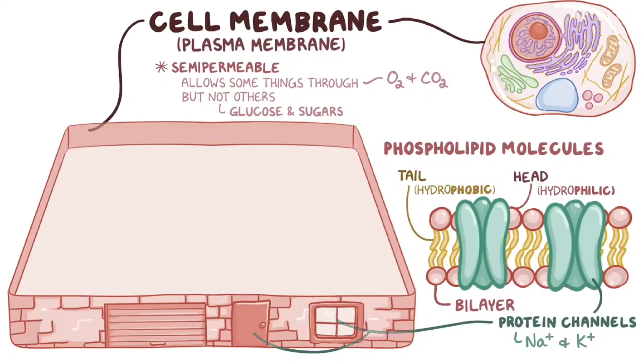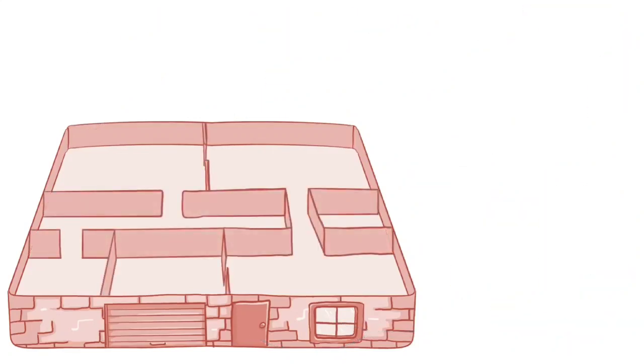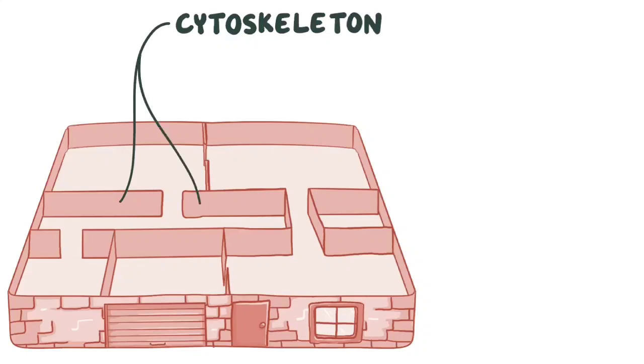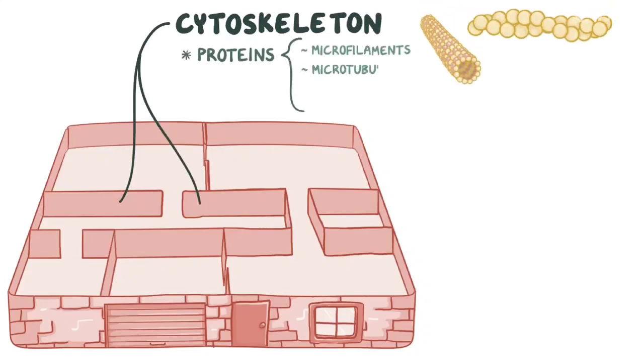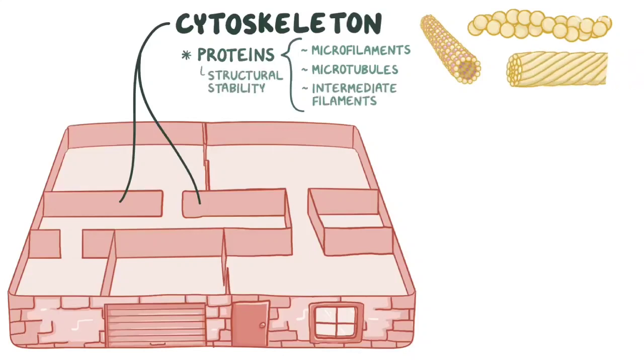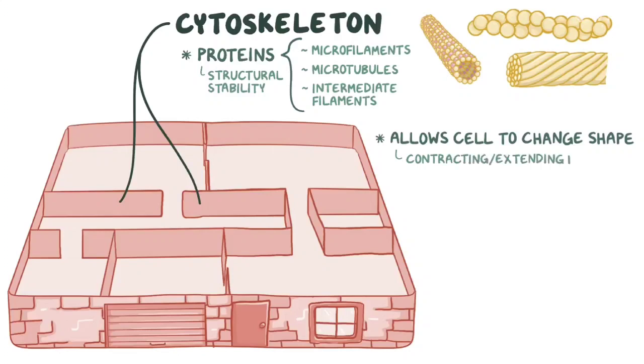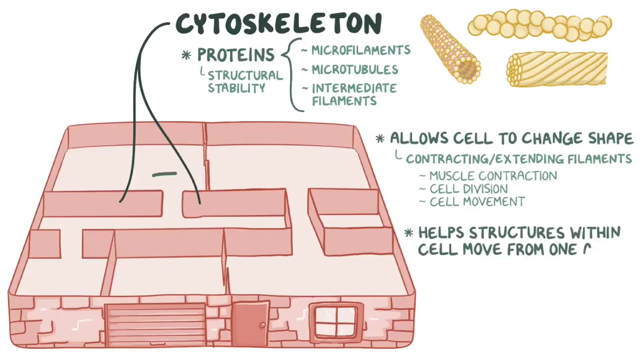Now, just like any well-built apartment, our cell has a sturdy framework called the cytoskeleton. The cytoskeleton is made out of proteins like microfilaments, microtubules, and intermediate filaments, which all provide structural stability. The cytoskeleton is also very dynamic, allowing the cell to change shape by selectively contracting and extending filaments, which is important in some cell functions, like muscle contraction, cell division, and even cell movement. The cytoskeleton also helps structures within the cell move from one area to another.